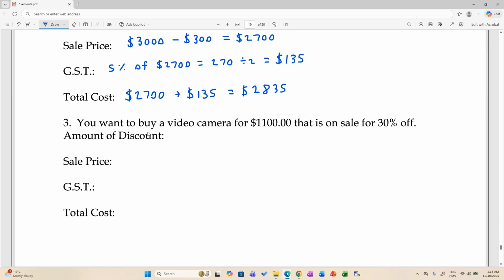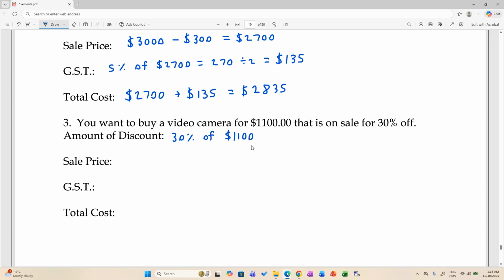Okay, let's do one more example here. Here it says you want to buy a video camera for $1,100 that is on sale for 30% off. Find the amount of discount. So the amount of discount. Well, I'm 30% off. So to find the amount of discount, I want to find 30% of the $1,100, right?